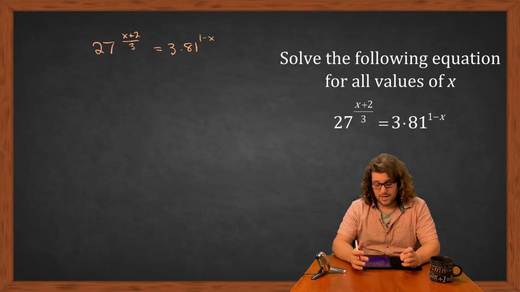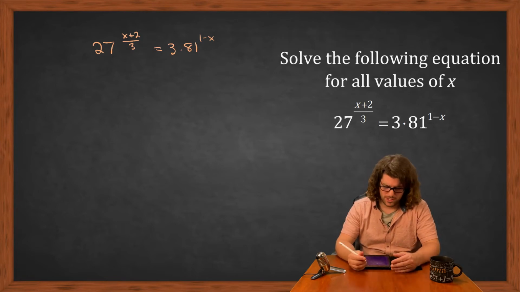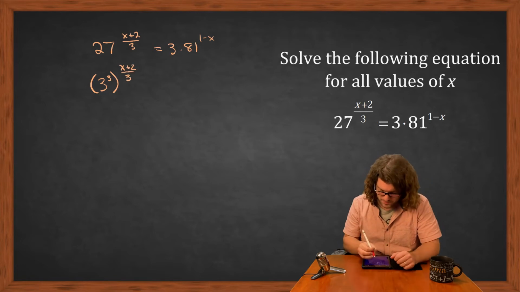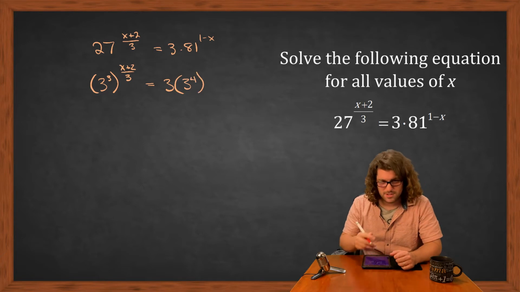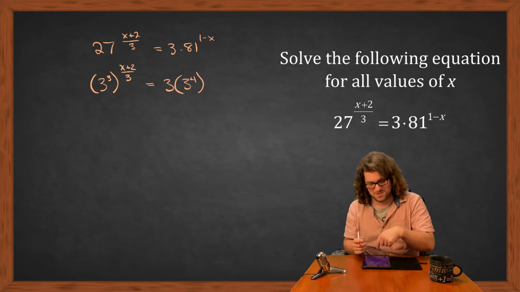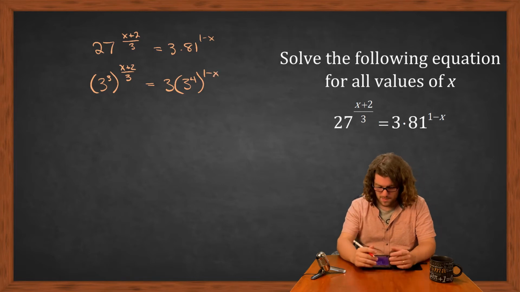All right, so one of the first things we can do is any number that is not a 3 that we can represent as a base of 3, we can switch that over right away. So 27 is actually 3 to the power of 3, and that's still all raised to the power of (x plus 2) over 3. On the other side of my equation, I have a 3 already kicking around, but then I have 81, which is actually 3 to the power of 4. So 3 times 3 is 9, and then 9 squared is 81, so that's 3 times 3 times 3 times 3 for 3 to the power of 4. That is to the 1 minus x.